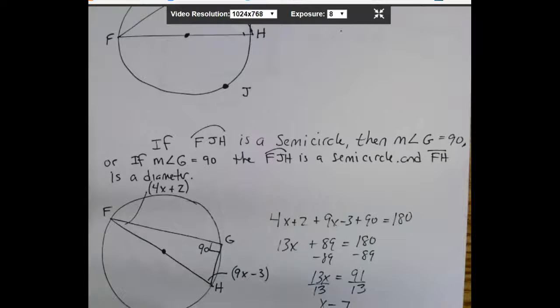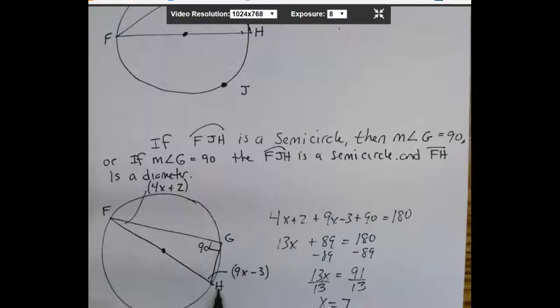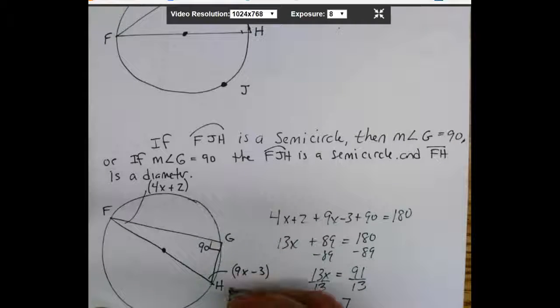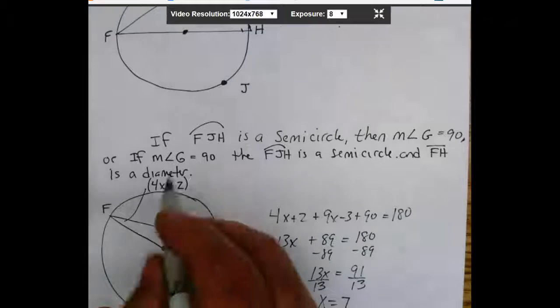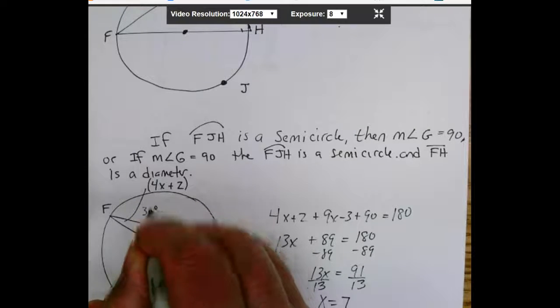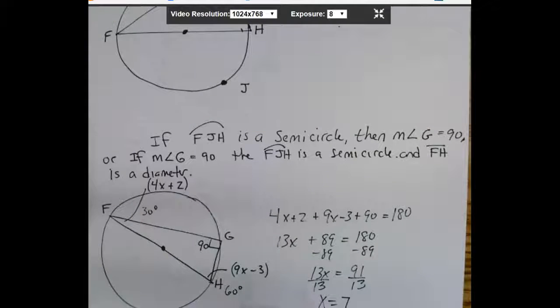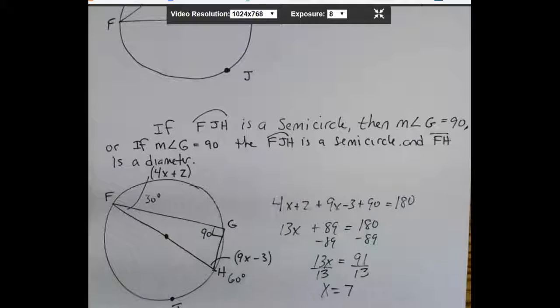So then we can just plug it in and figure out what these angles are. So we look at this angle. We go 9 times 7 is 63 minus 3. So this should be 60 degrees. And I could know that this should be 30 over here. Let's check it though. 7 times 4 is 28 plus 2 is 30 degrees. So I figured that out using this inscribed angle theorem.